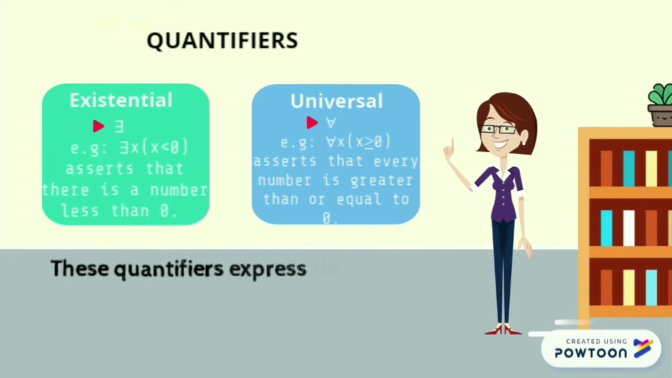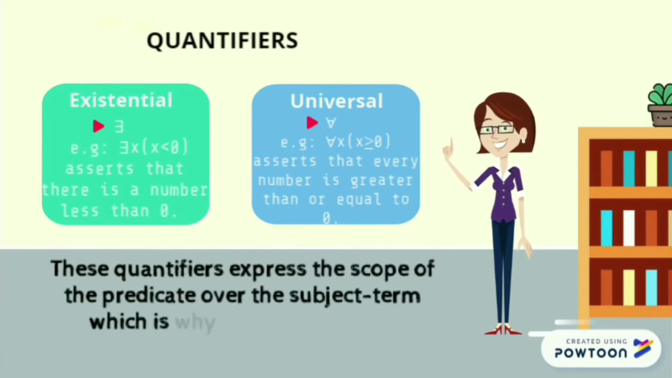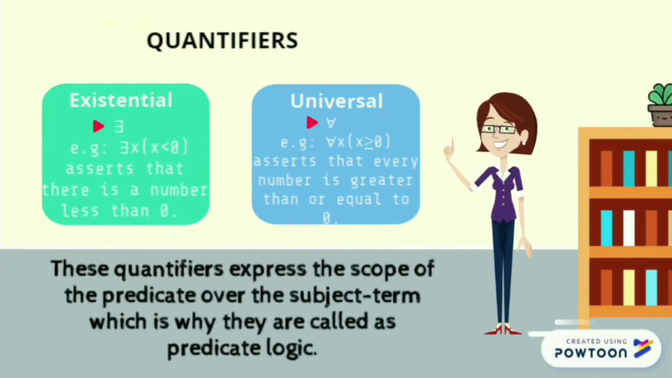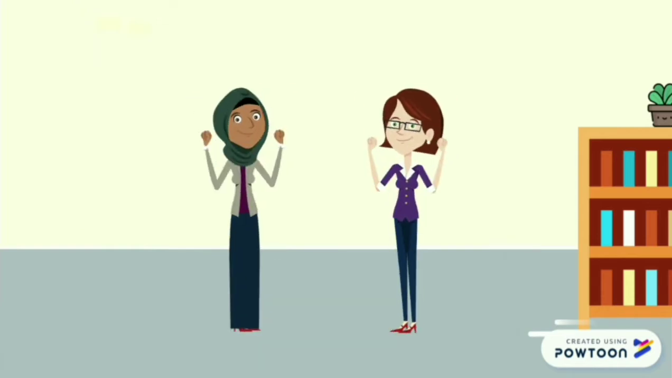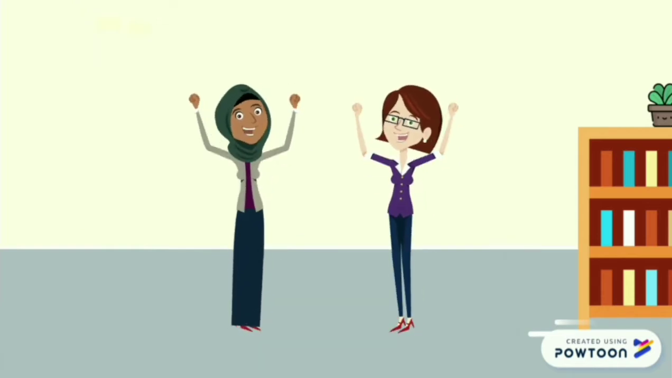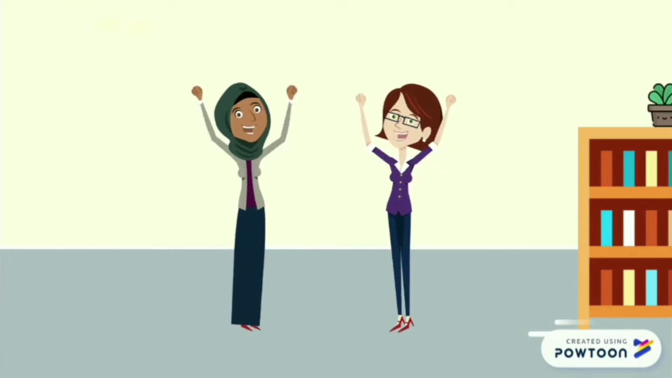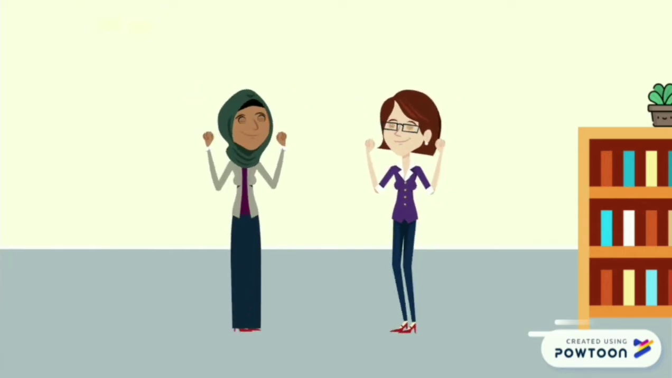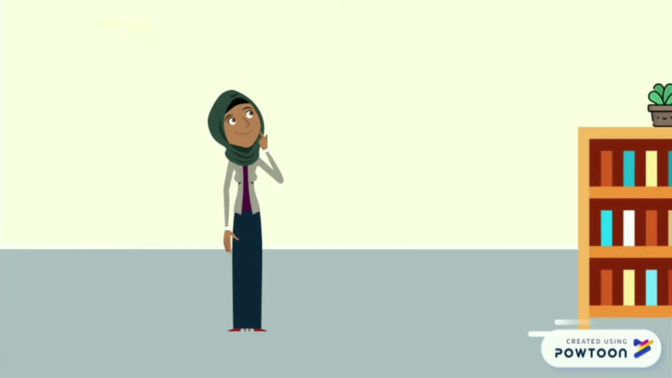These quantifiers express the scope of the predicate over the subject term, which is why it is called predicate logic. Oh, now I understand what mathematical logic is. Okay then, thanks Hannah, for sharing with us. After hearing what Hannah explained, I'm still wondering how we can determine the truth value of each condition.